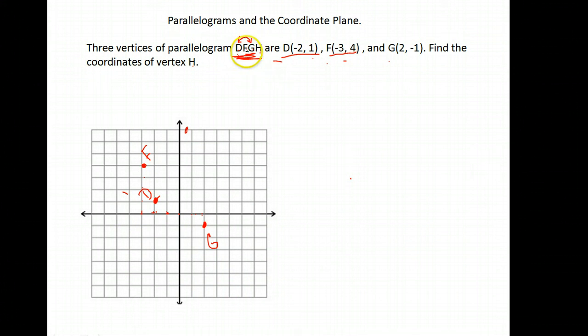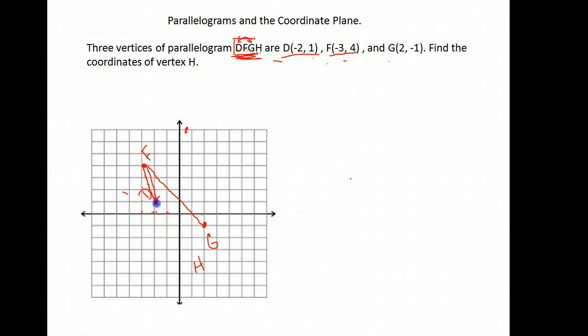So again, when you connect, you want to use the right order. That's what the name is important for, its order. So we want to connect D to F and F to G. There we go. So then H we know has to be somewhere down here to finish out our parallelogram.